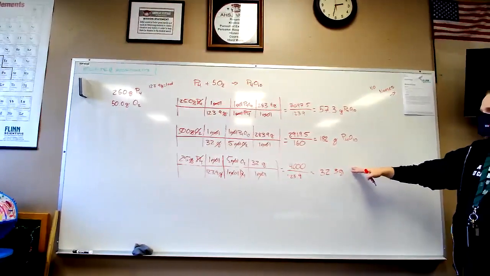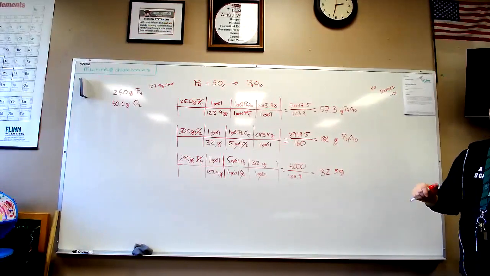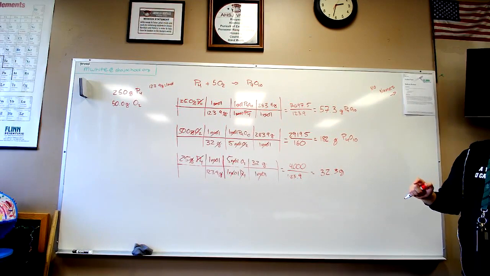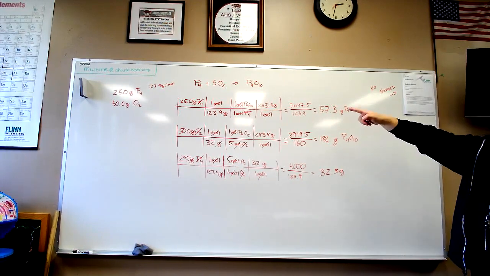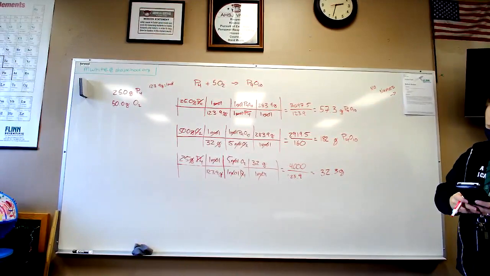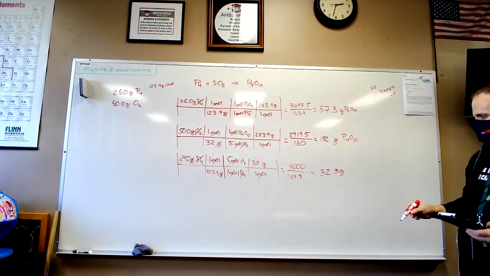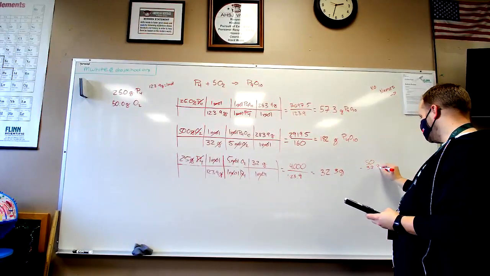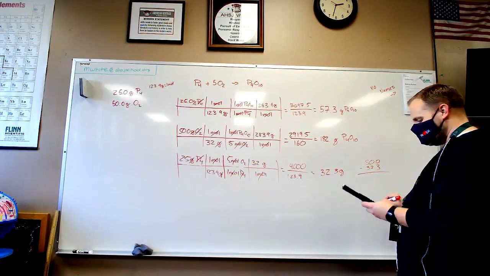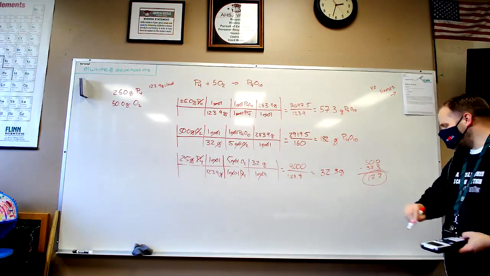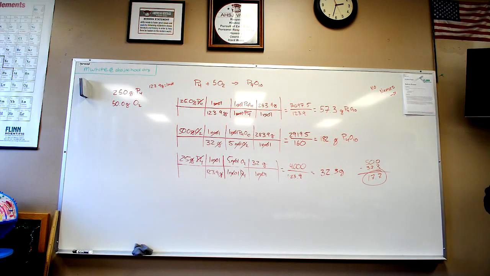Now, is that the amount that we have left over? No, it's what we actually used. So how do we find the amount that was left over? We take what we started with, the 50, and we subtract that. Very good. So 50 minus 32.3 gives us 17.7. So we have 17.7 grams left.